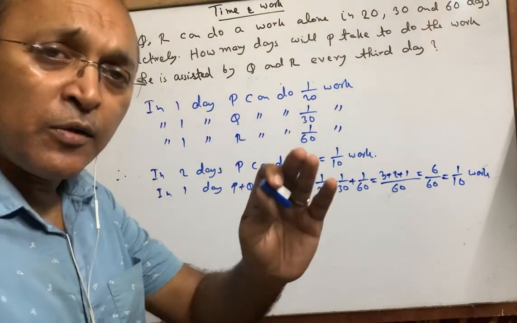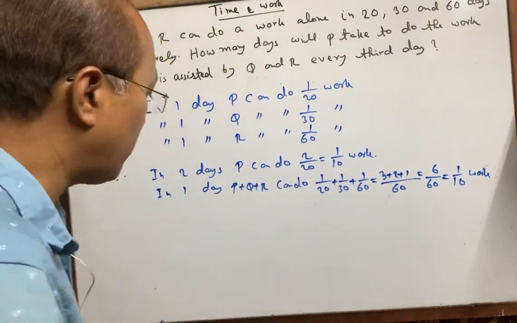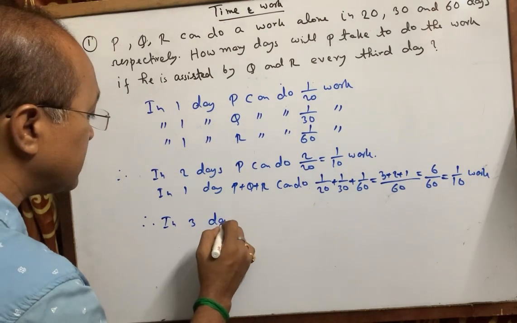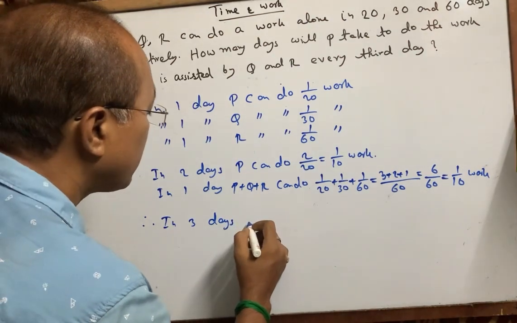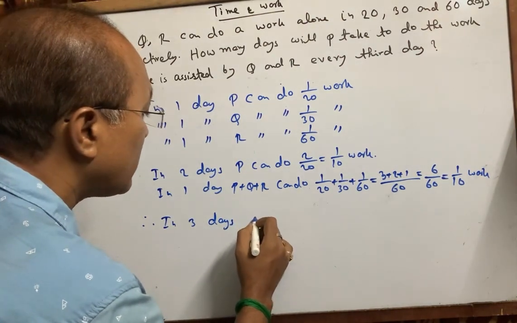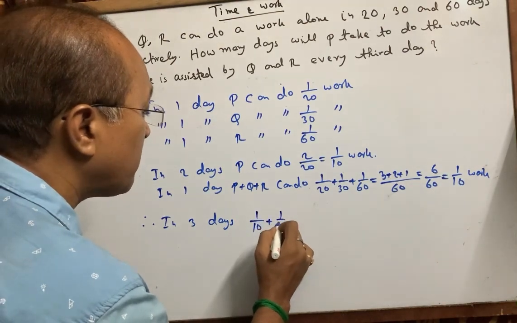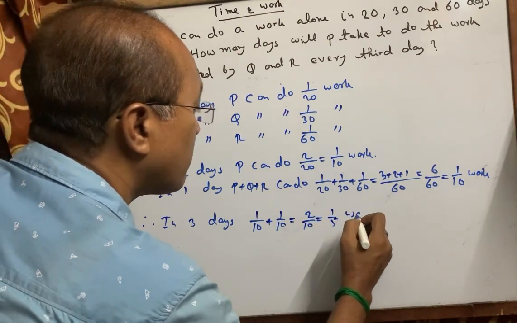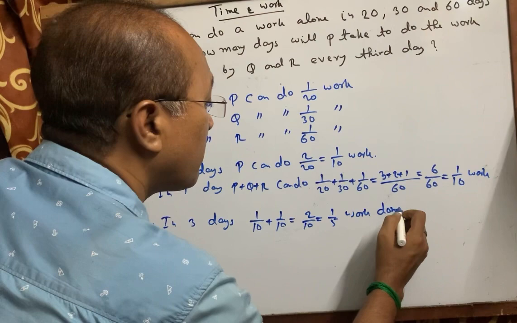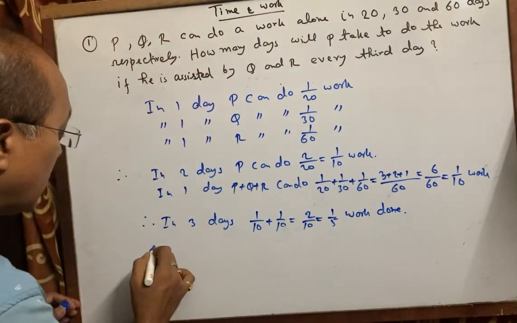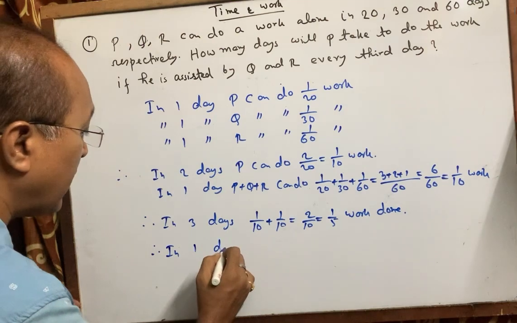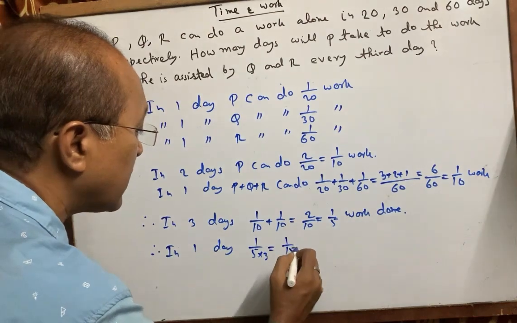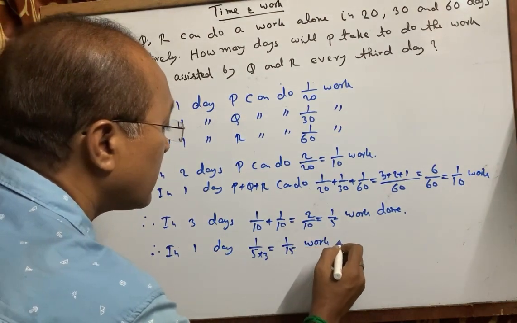So, during the first 3 days, how much work is done? Therefore, in 3 days, 1 by 10 plus 1 by 10, that is 2 by 10, that is 1 by 5 work done. Okay. Therefore, in one day, 1 by 5 into 3, that is 1 by 15th work done.